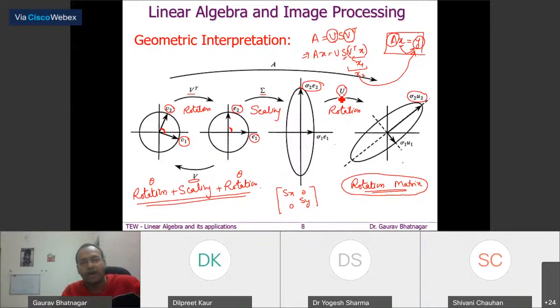Do you have any queries so far? Otherwise we will proceed further and see the algorithm to find out the singular value decomposition. So anyone, any question or any query?